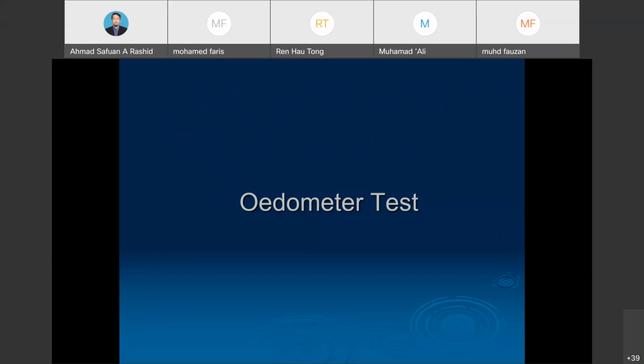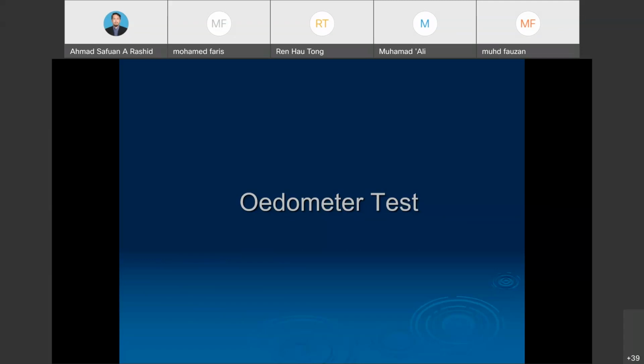So how could we measure the consolidation properties of a clay soil, and then this value we may use to estimate the settlement that will occur on any particular site area? So we may use the oedometer test.